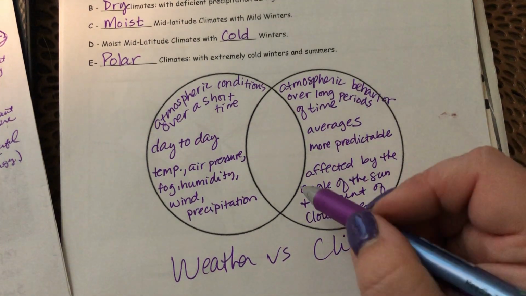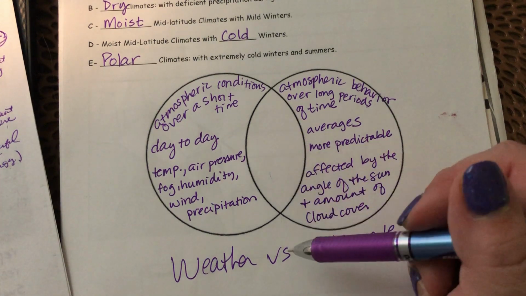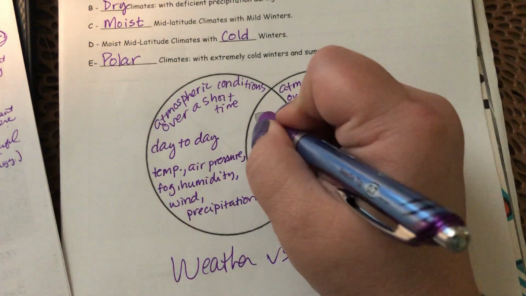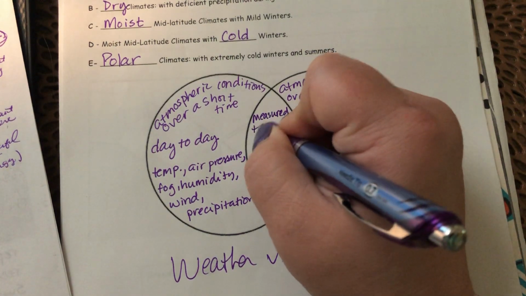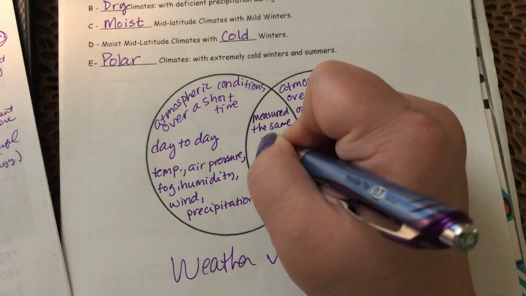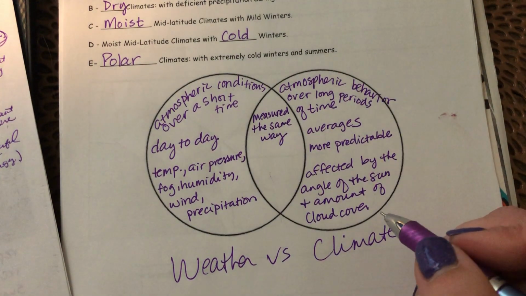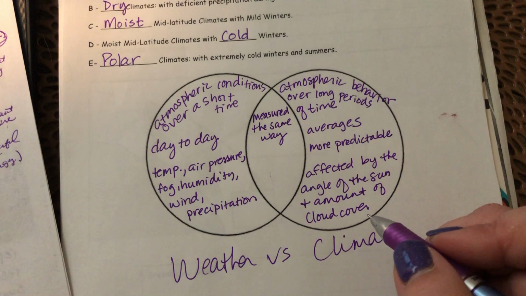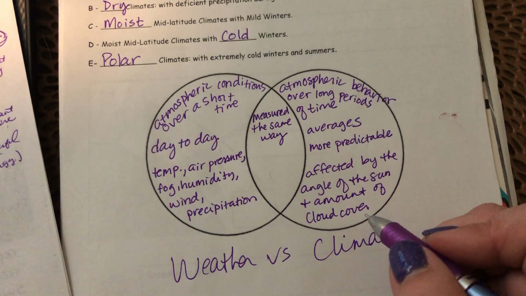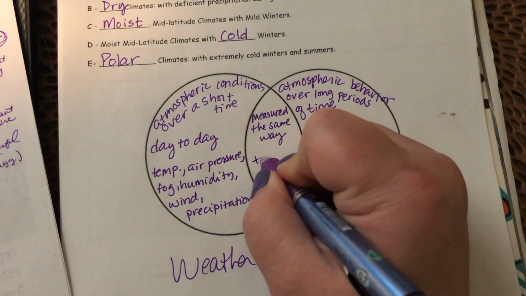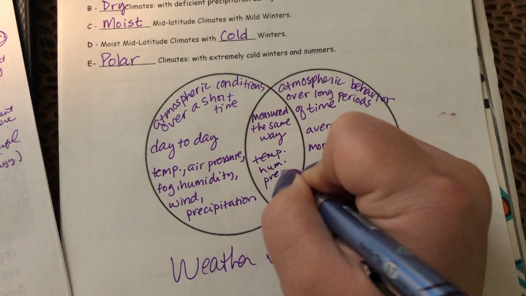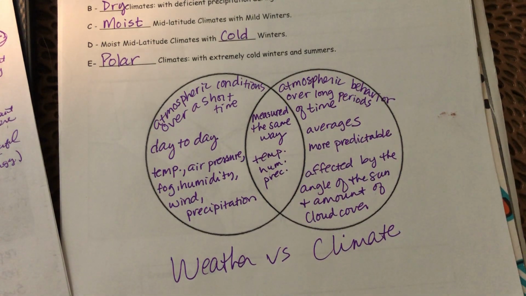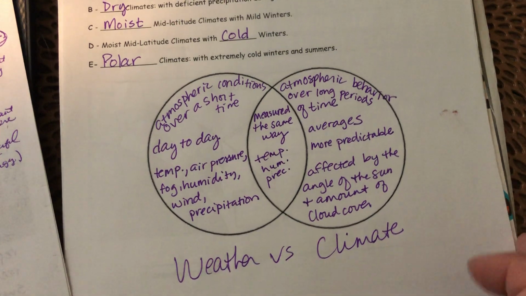All right, so how are they the same? That's what goes in here. Technically they are measured the same way with the same types of instruments. We've got temperature, humidity, and precipitation. Those are the main ones that are in common between measuring weather and climate.